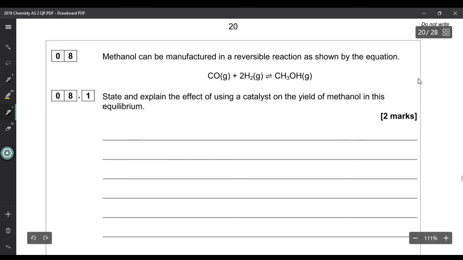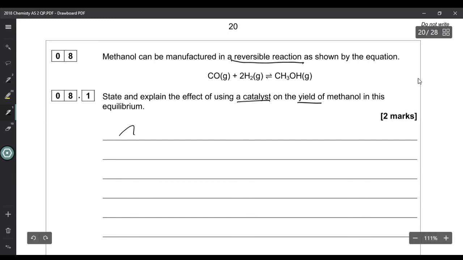Question 8 tells us that methanol can be manufactured in a reversible reaction, as shown in this equation. So state and explain the effect of using a catalyst on the yield of methanol in this equilibrium. We're using a catalyst. Yes, it increases the rate of reaction in the forward direction, but it also increases the rate of the reverse reaction. So it has no overall effect on the yield.